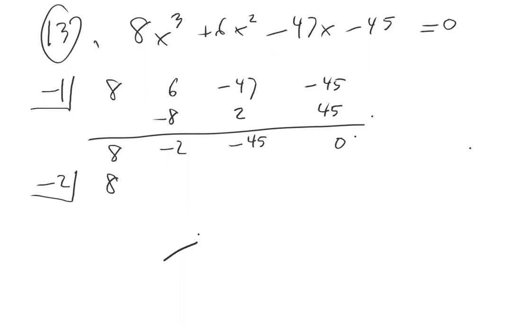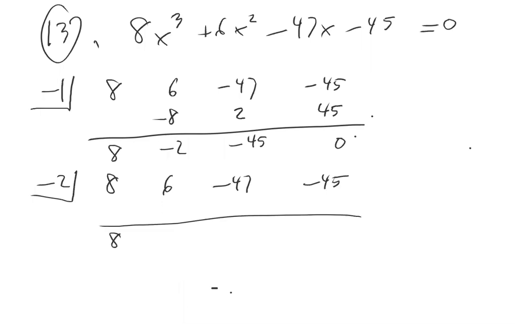8, 6, -47, -45. So 8, then -16, -10, +20, -27, +54, and then that would be 9. Now, unfortunately, we still don't get what we're looking for. We're looking for alternating positive and negative signs, but there are 2 negative signs in a row, so this doesn't work.